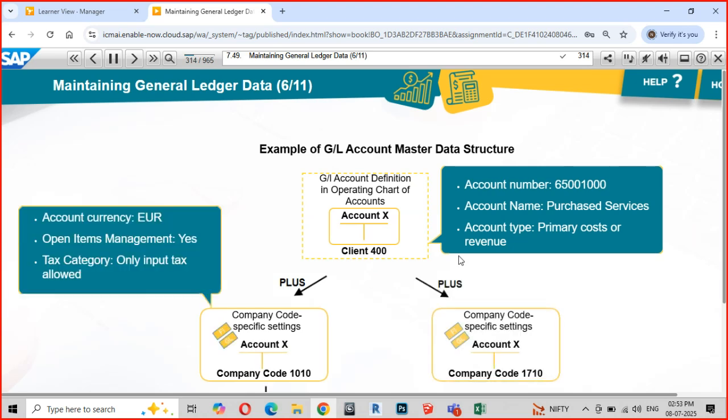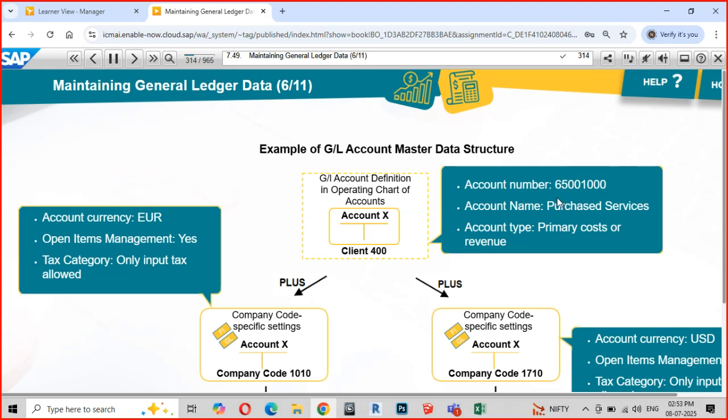This is a wonderful example. Your account number will, 99 out of 100 times, be numbers. 65001000, the English explanation for that, is a purchased services general ledger account. Your purchased services general ledger account is identified by this particular number, the general ledger account number. This is the general ledger account name. Clear? This is typically how we define a general ledger account.